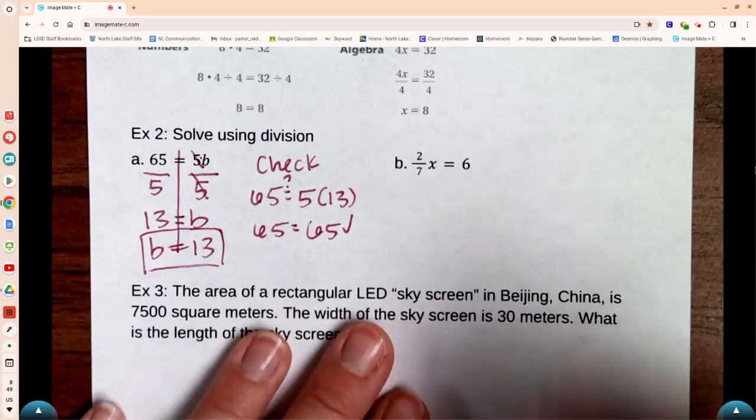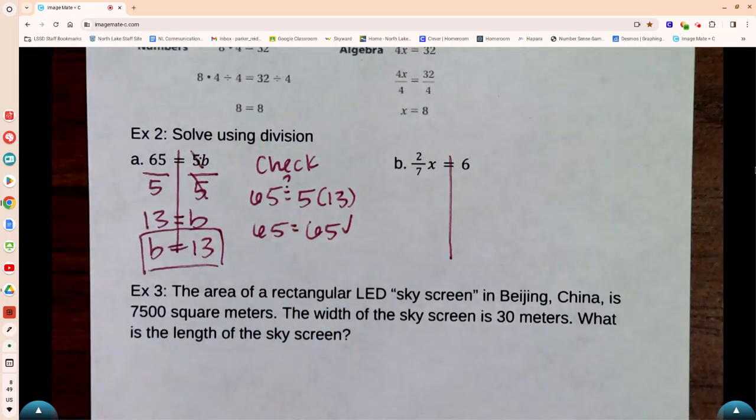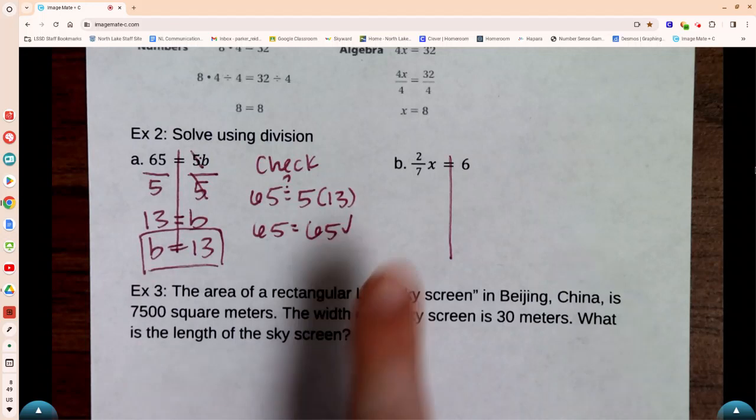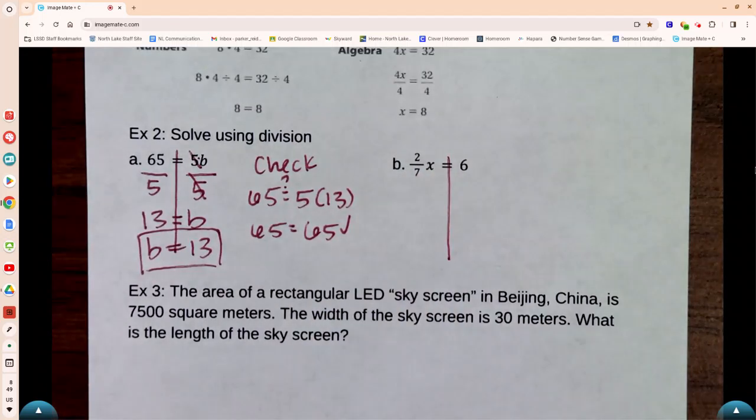All right, 2b, I draw my line. That's always step 1. This one is a little bit weird. This one has a fraction directly in front of x. What do you think is happening here? Logan? Yes, it's just being multiplied by a fraction.